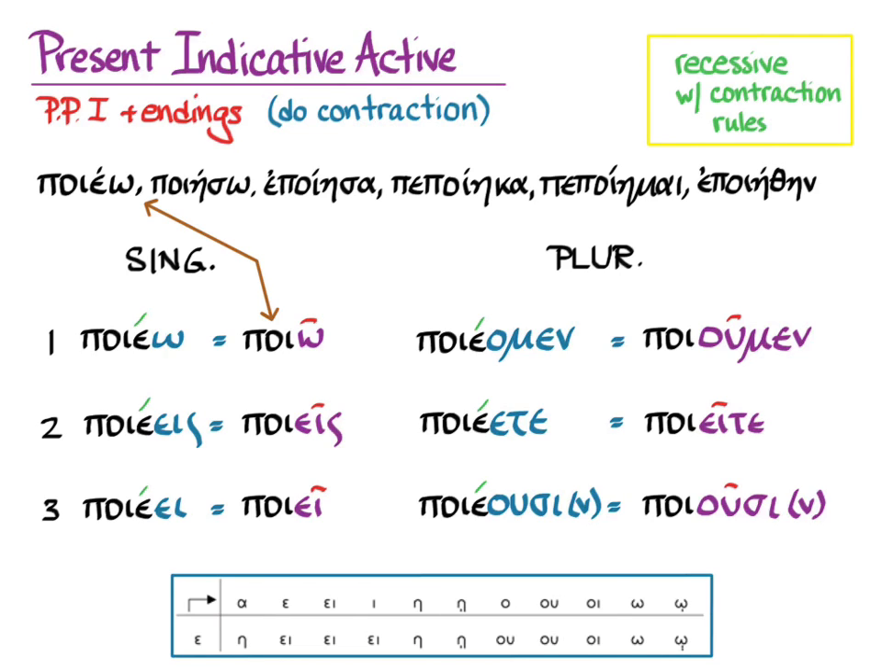Notice one more thing. By convention, we show the uncontracted form poieo in the lexicon or the vocabulary or a dictionary entry so that you can see that it is a contract verb and that it's an epsilon-contract verb. But if you see this word in the wild, if you see somebody saying I make or I do with poio, it's going to be that form, poio, the contracted form, not poieo, which we show you in the dictionary.